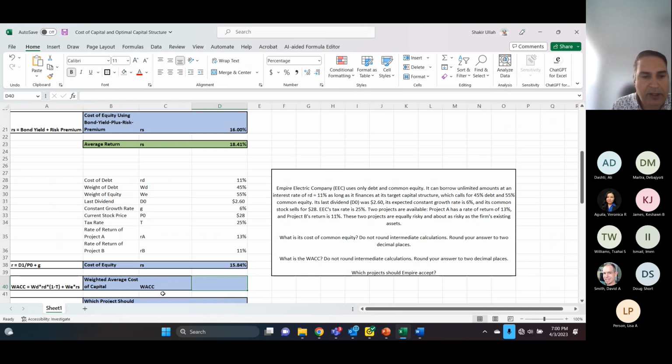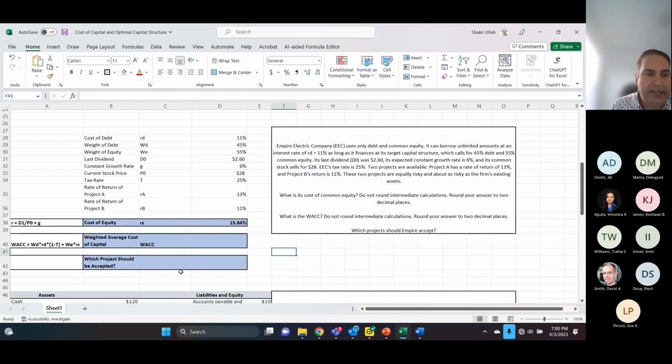Now, if you look at that, we have all the information for finding WACC. Here's the WACC formula. For the WACC formula, we need WD, weight of debt, which we have, 45%. We need RD, which is the cost of debt, that is 11% given to us, multiplied by 1 minus T, that is the tax rate, which is given to us. WE, weight of equity, 55% is given to us, and then RS, cost of equity, which we just calculated, right? So we have all the values, and we can use them to calculate WACC.